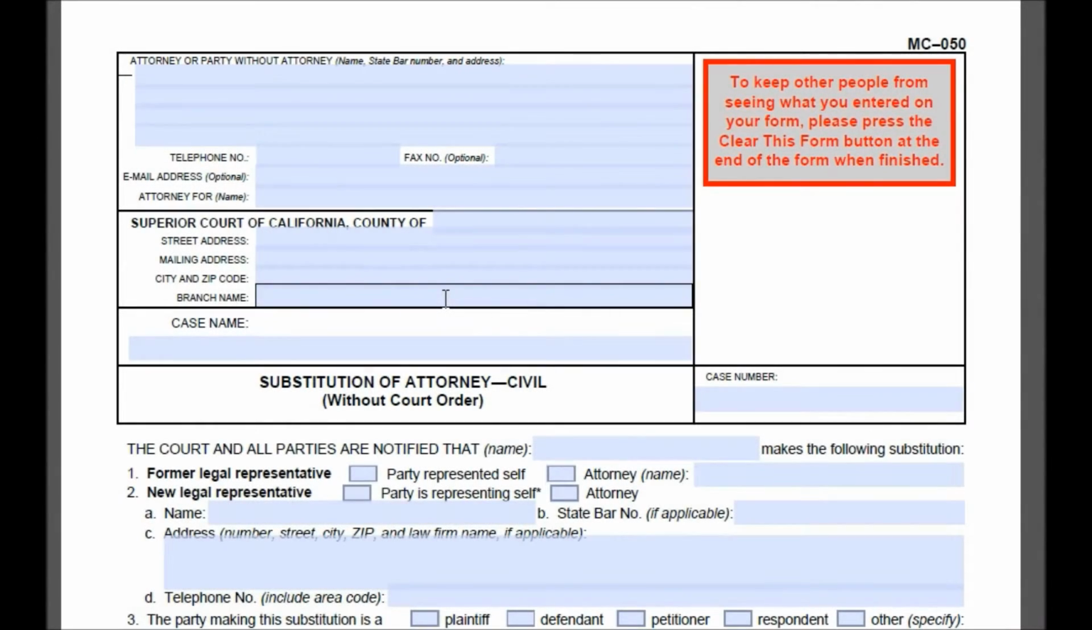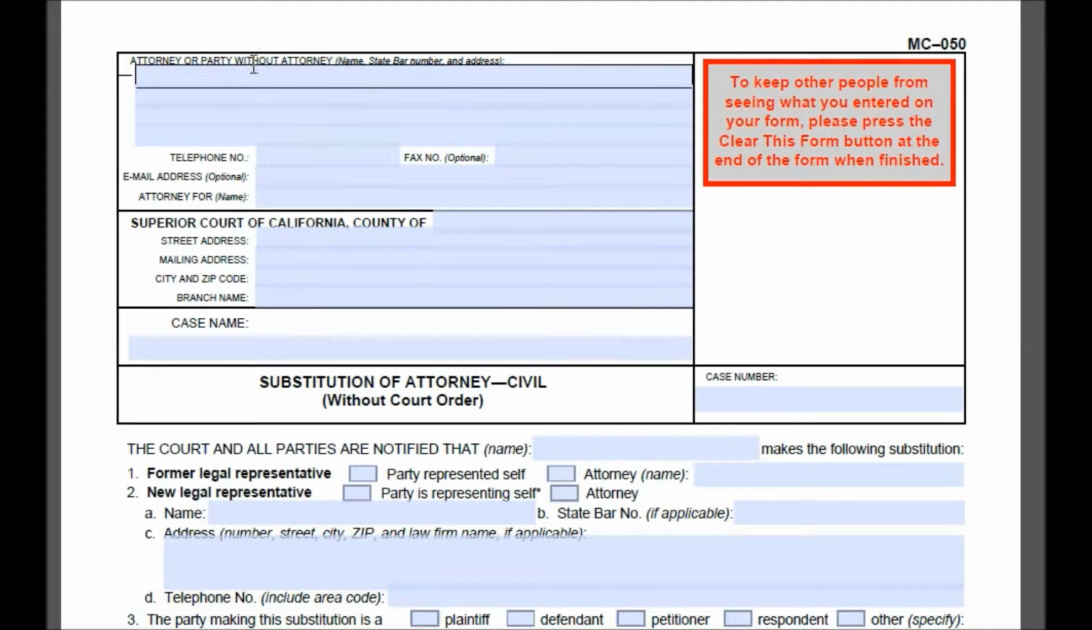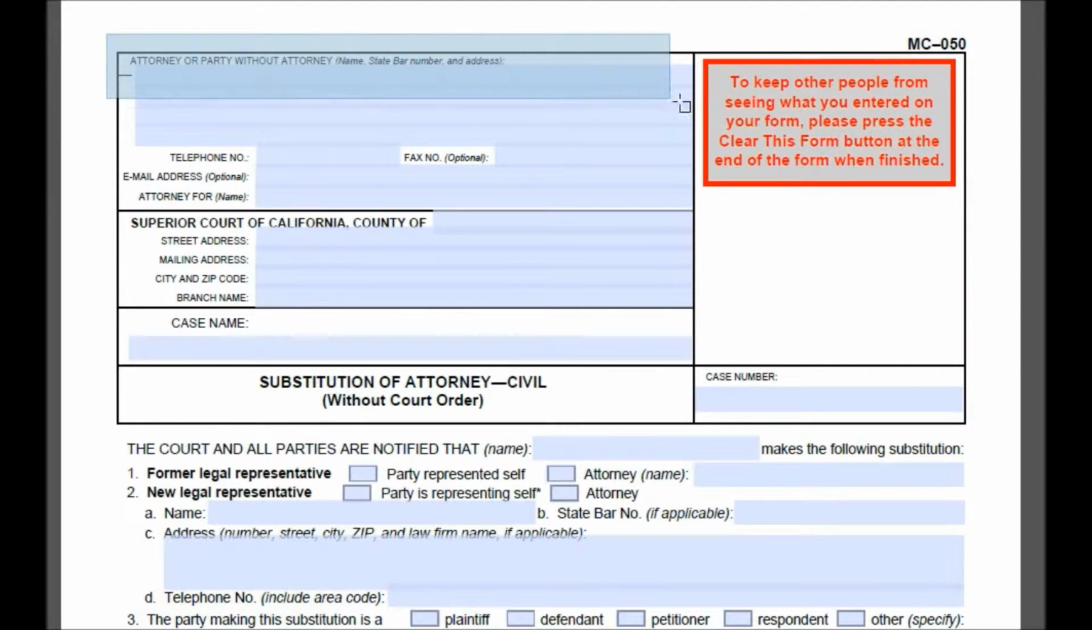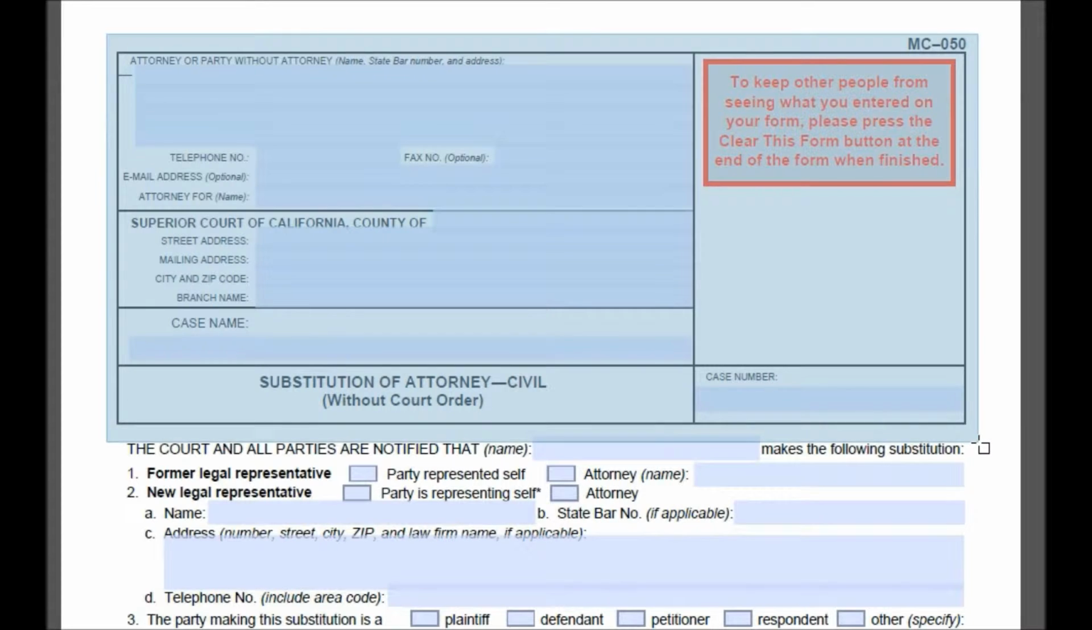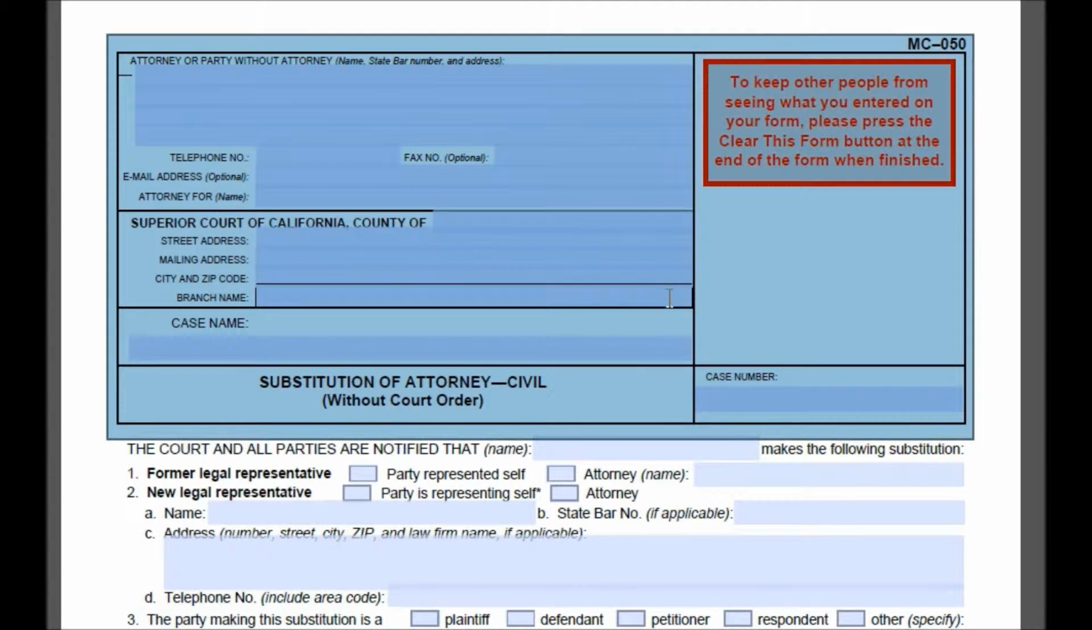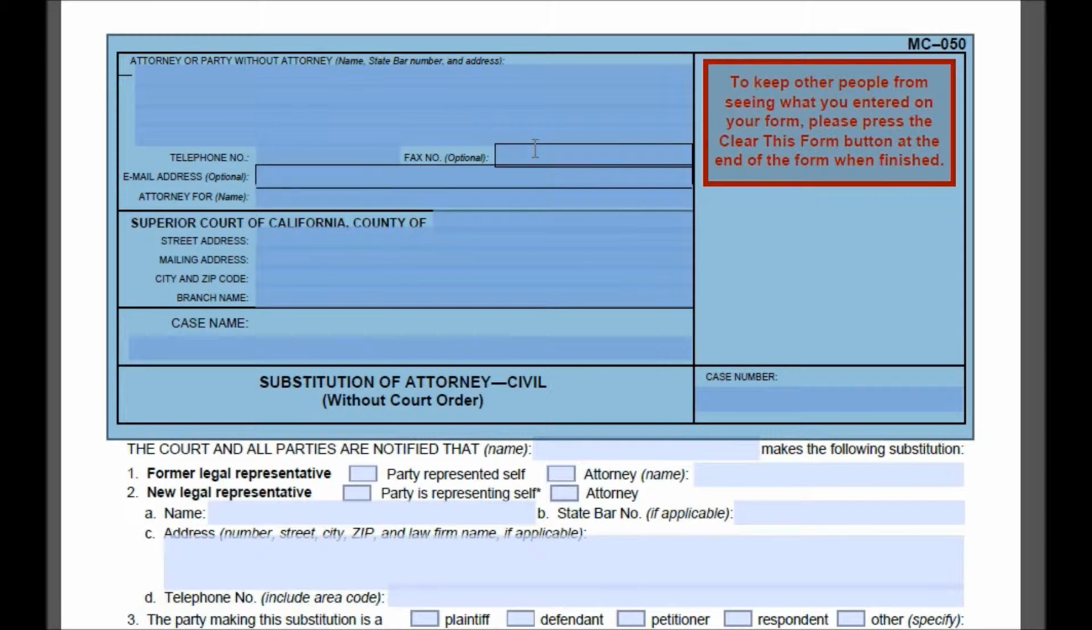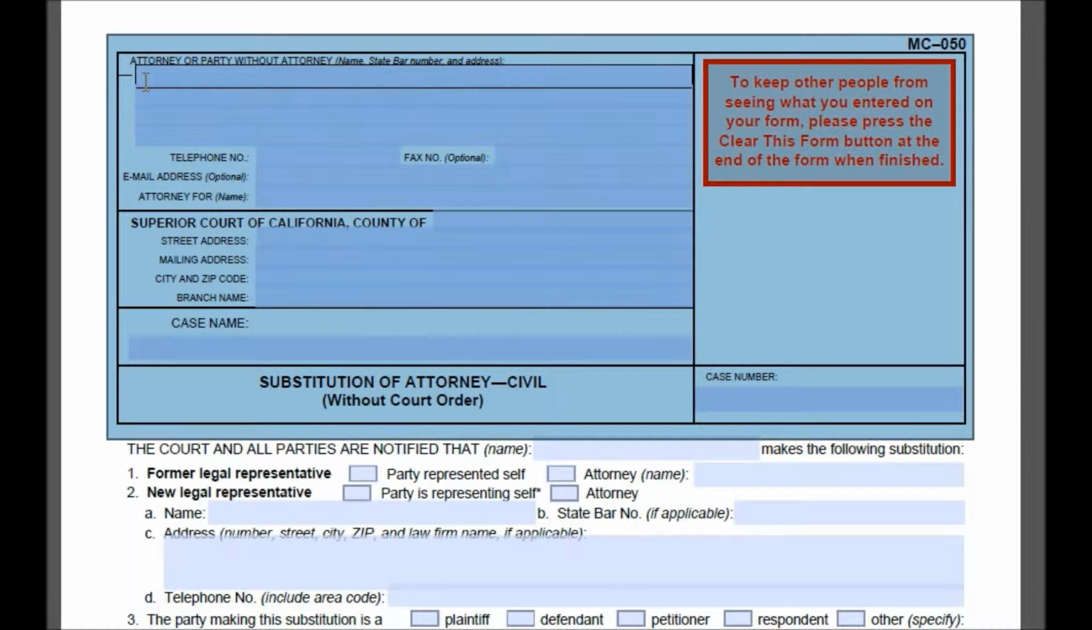Okay, everybody. On this MC-050 substitution of attorney form, we're going to focus our attention in pieces. We're going to tackle this page chunk by chunk. The first chunk is this section that I've highlighted here. If you have filled out other court forms for California civil court, this will look fairly familiar to you, and it's the standard caption.